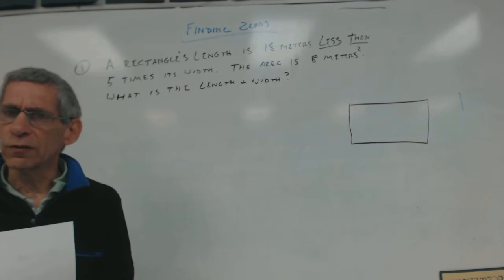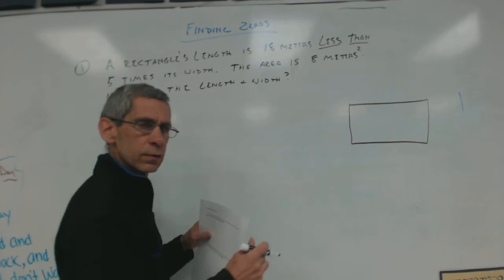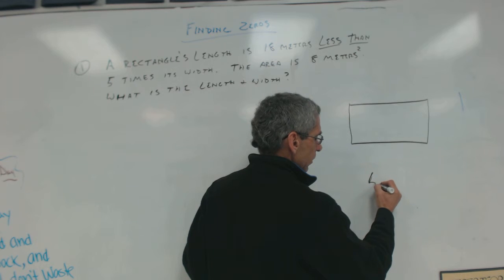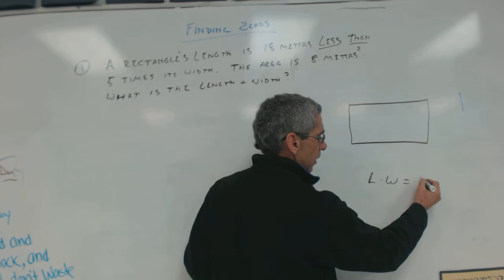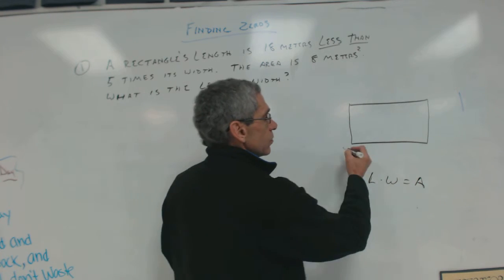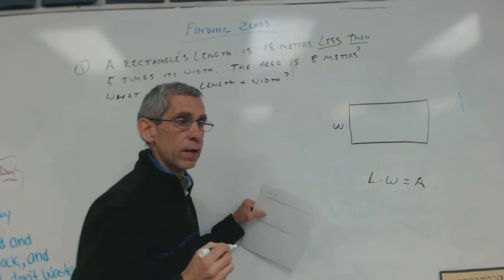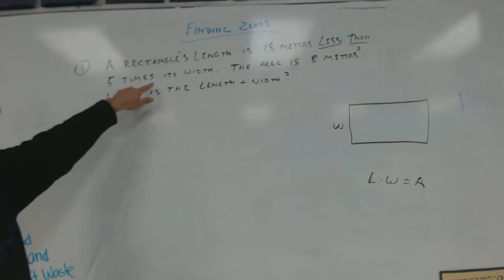First of all, what is the formula for the area of a rectangle? Yeah, so length times width equals area, right? Here's my length, here's my width. I'm going to make width a W, because everything's based on the width.